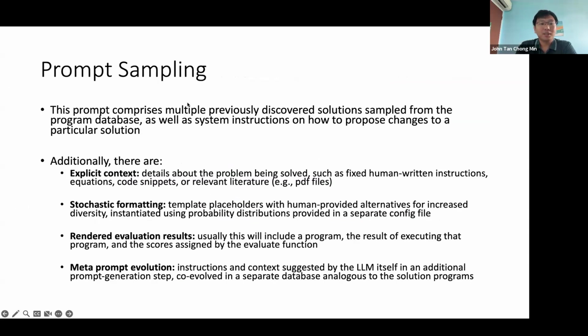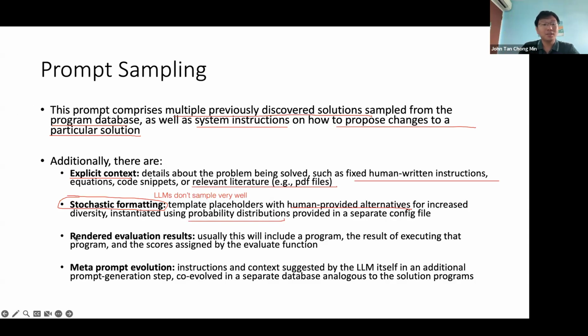Prompt sampling, very important. So it comprises multiple previously discovered solutions sampled from program databases, and system instructions as to how to propose changes to a particular solution. So it's like my hints, all right? We can also give it explicit context, can give it PDF files, can give it human written instructions and so on. So all these are guidance. Stochastic formatting, stochastically generating based on human-based solutions, like maybe the best known solutions, you try to expand that search space here. And over here, they use probability distributions to try to sample different parts. Because this is something that LLMs are weak at. LLMs don't sample very well. So you might want to use probability-based sampling for that.